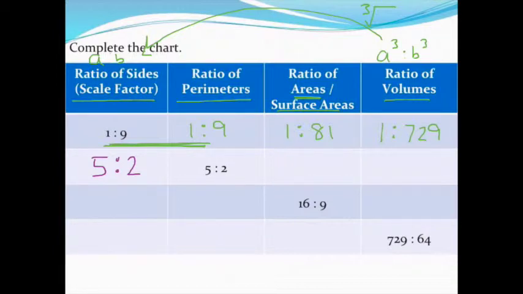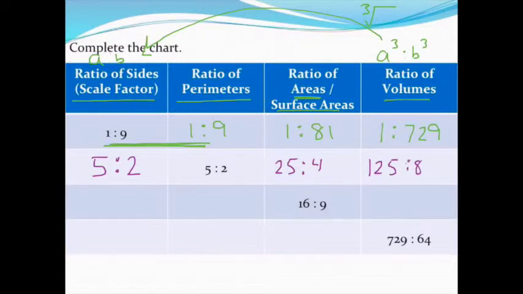To find the ratio of the areas or surface areas, square each of those numbers. 5 squared is 25, and 2 squared is 4. And then again, our new dimension that we're talking about is this third dimension with the ratio of volumes. Simply cube these numbers, raise them to the third power. 5 to the third is 125, and 2 to the third is 8. Oops. Well, you get the idea. Can't make those colons on here.